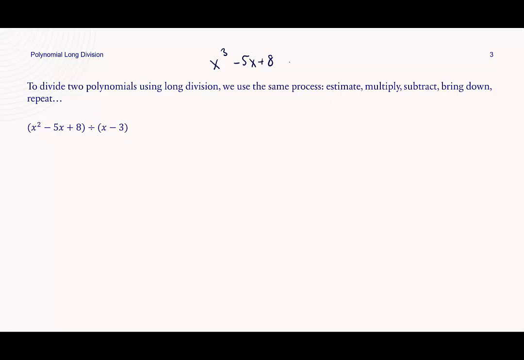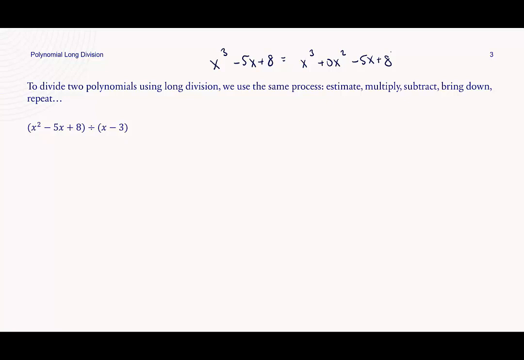What we would do in this case when we're setting up the long division is we would write this as x cubed plus 0x squared, right? Because there is no x squared. We actually want to physically put that in, minus 5x plus 8. It is possible to divide without doing that step, but it does make it a little bit more coherent and clear when we go through the motions.